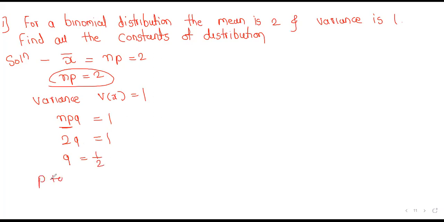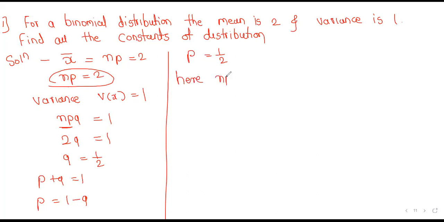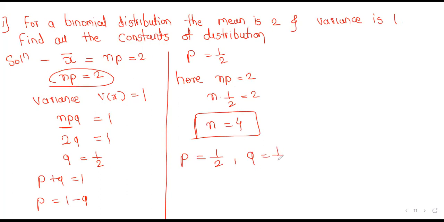And we know P plus Q is equal to 1. So P is equal to 1 minus Q, that is P is equal to 1 by 2. Now we calculate the value of N. So here NP is equal to 2 and P is equal to 1 half, so N is equal to 4. These are nothing but the values of all constants. P is equal to 1 by 2, Q is equal to 1 by 2 and N is equal to 4. Just from the given values, we have calculated all the constants. Okay, we have given mean, variance.